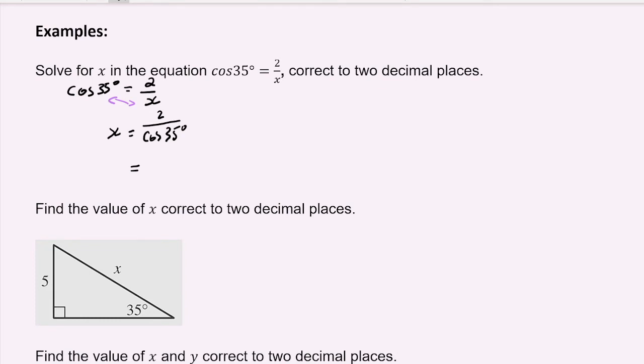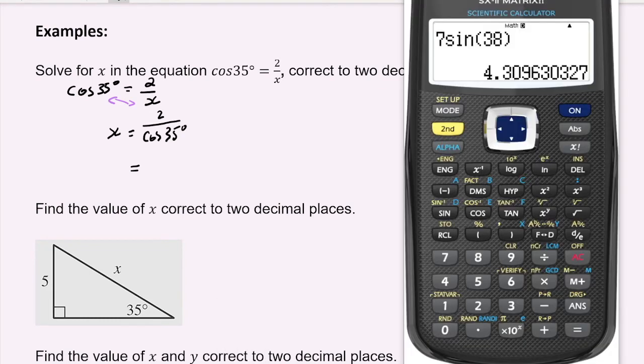So let's pop that in. We have our fraction key, 2, go down, cos 35, bracket, equals, and we have 2.4415, etc.